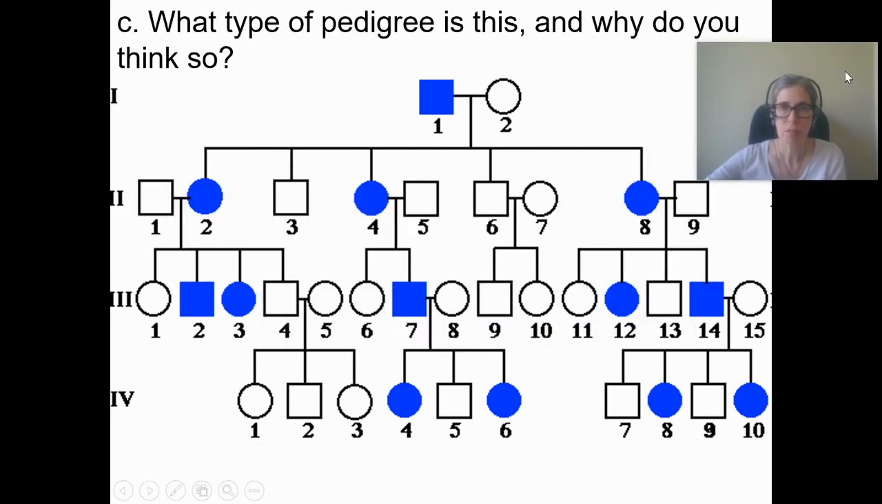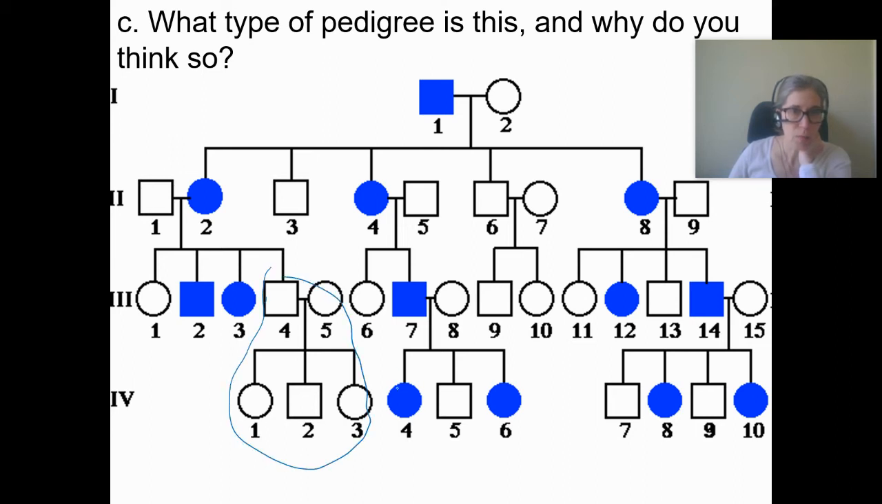What is this pedigree and why do you think so? Okay, so first of all, you see it in every generation. I know it's lost right here, no problem. What I mean is that everyone who has it also has a parent who has it. You can trace it right up through the generations.